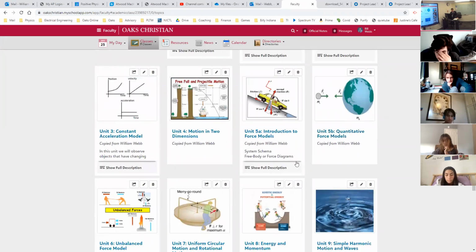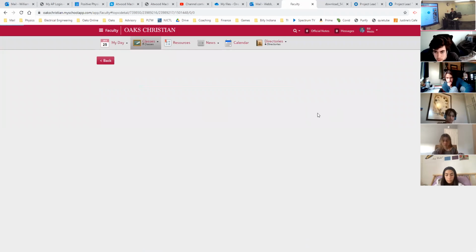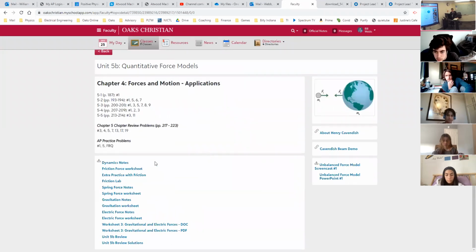Most of the things we've been going over have been in Unit 6, but gravity and electric forces are actually in 5B. If you click on this, you can see there's a lot of things we've already covered, like friction and springs and stuff. But here's the notes on gravity. Here's the notes on electric force. There's a separate gravity worksheet if you just want more practice, and a separate electric worksheet if you want more practice. Here is worksheet 3, though. That's the one that I gave you guys a printed version of, because it's got both mixed together.